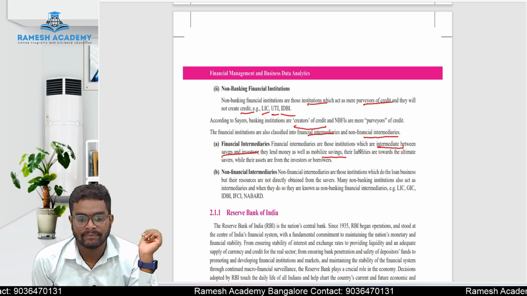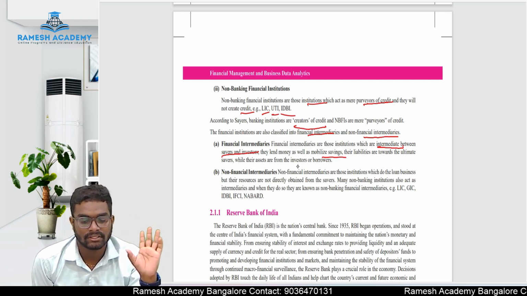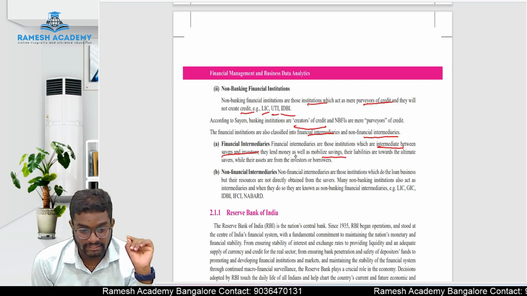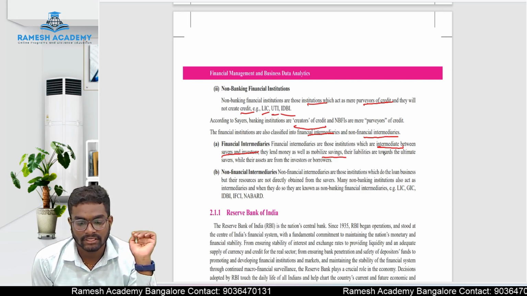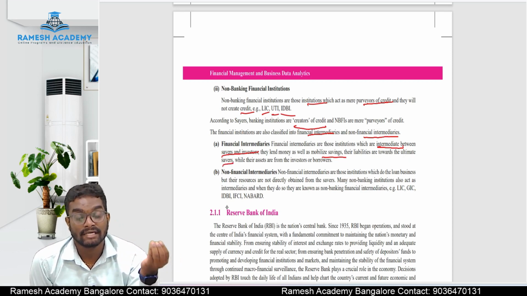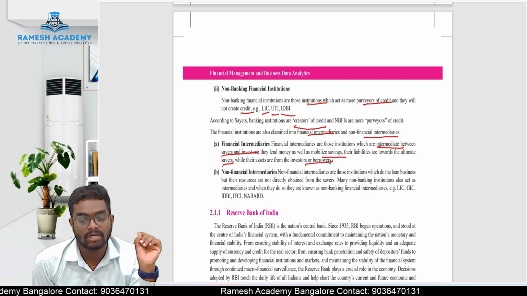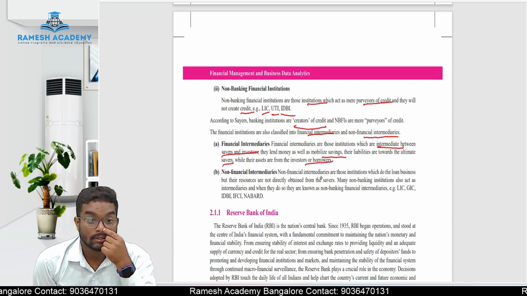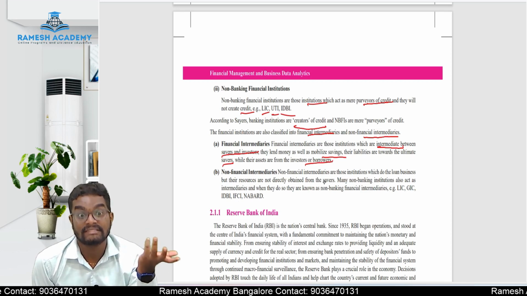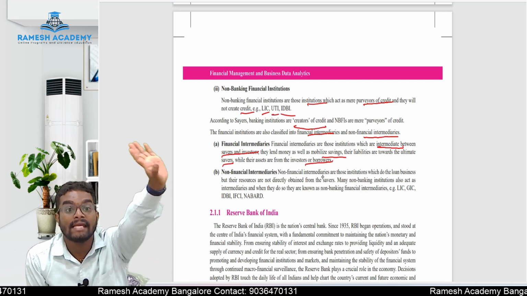Financial intermediaries are those institutions which are intermediate between the savers and investors. They lend money as well as mobilize savings. Their liability is towards the ultimate savers, because a bank deposit is a liability for them and their assets are from the investors or borrowers. Anyone borrowing money from the bank is an asset for the bank. The deposits which we keep in the bank are the liability for the bank.